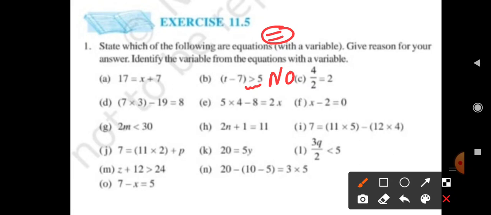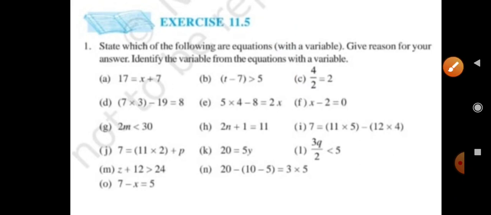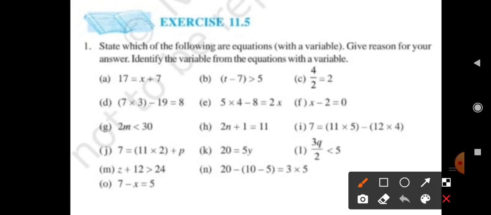Now next, check the C part. 4 upon 2 equals 2. Firstly, the equality sign. Yes, the equality sign is here. Now check for the variable. Is there any variable? No. So this is not an equation with a variable because the variable is missing here. Right, this is the reason.